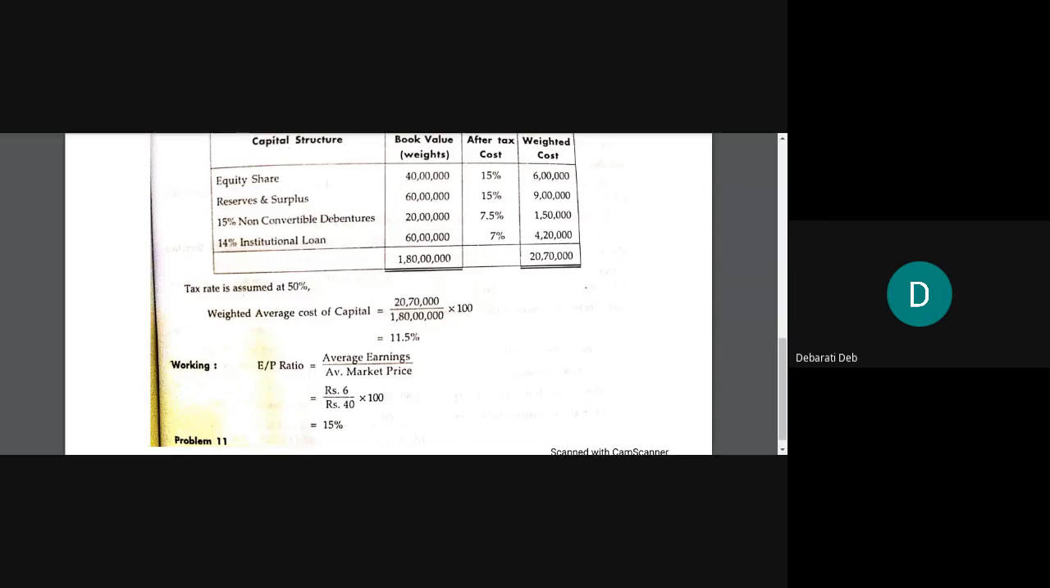And that is why the cost of equity and cost of reserves and surplus are going to be the same. Because in case of cost of equity also we will use earnings per share, and in case of cost of retained earnings also we will use earnings per share. So first you calculate the cost of equity share and cost of reserves and surplus, okay? How will you calculate? See the working on your screen. Don't write EP ratio, you write cost of equity share and cost of retained earnings.